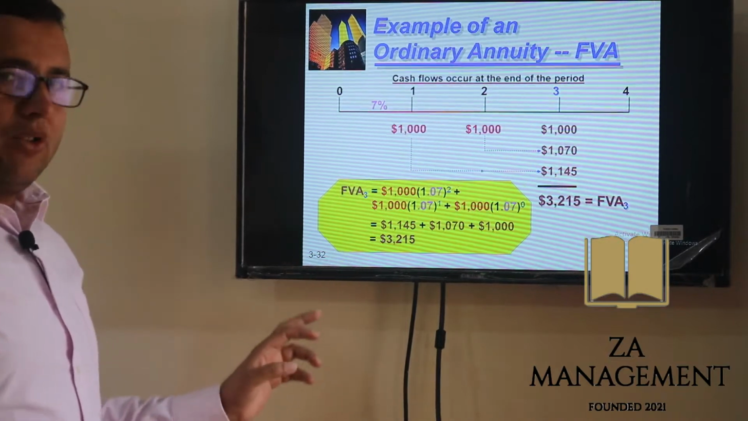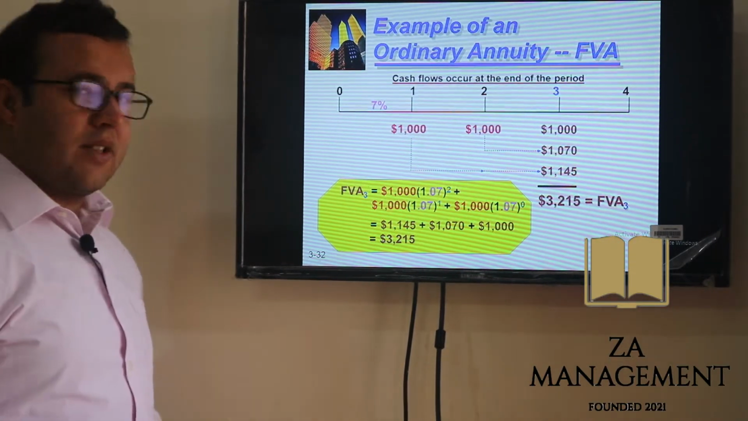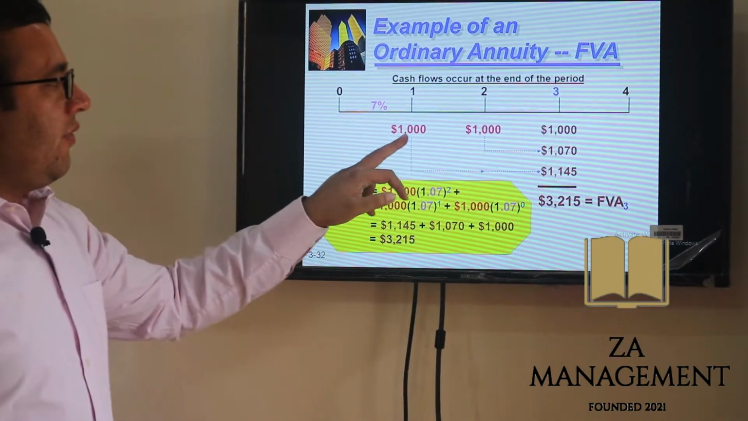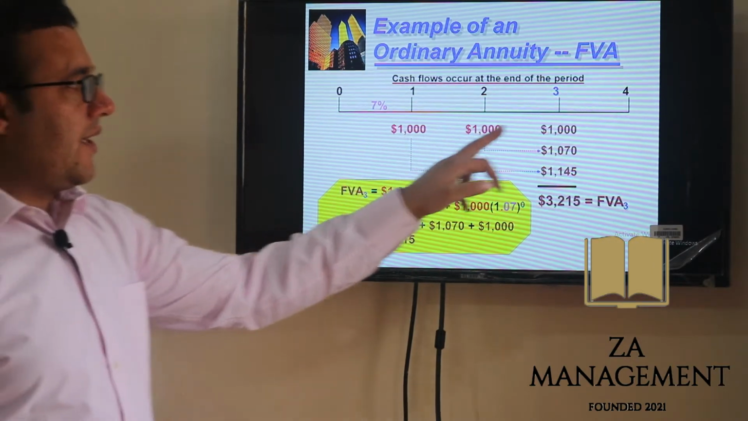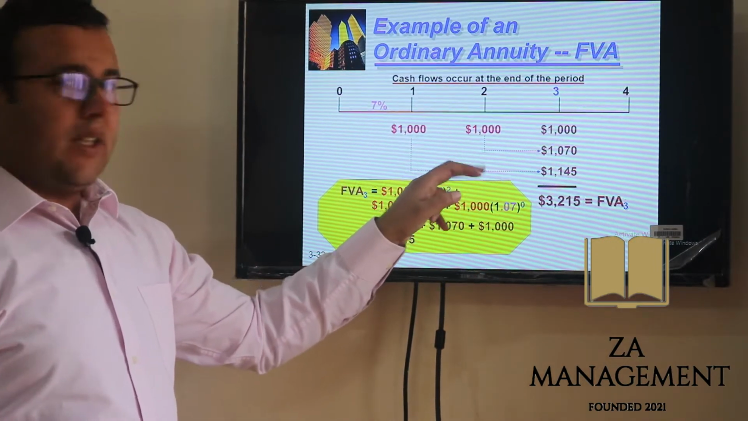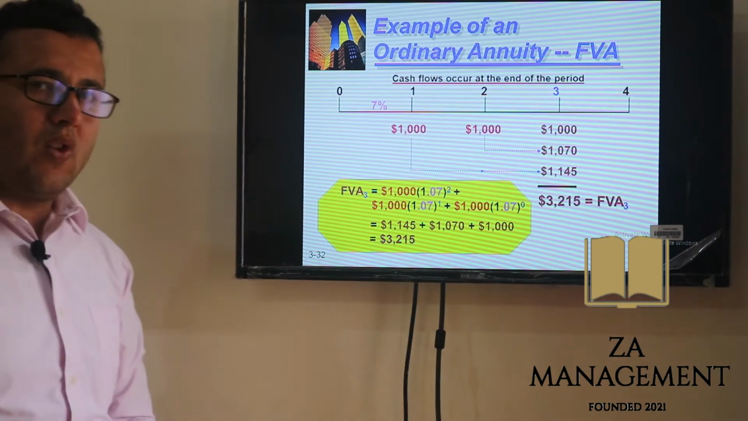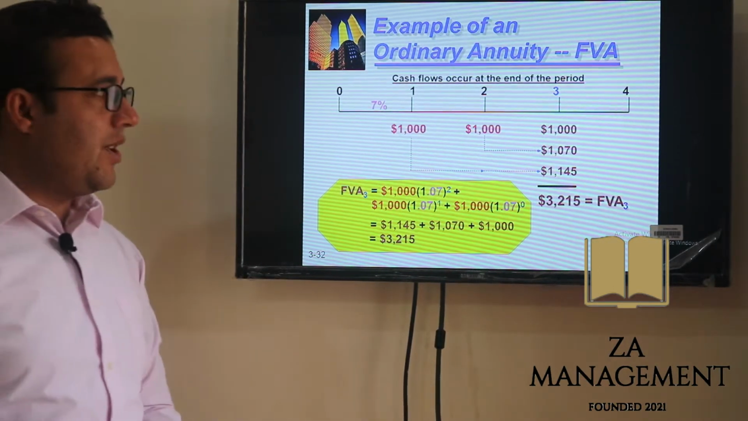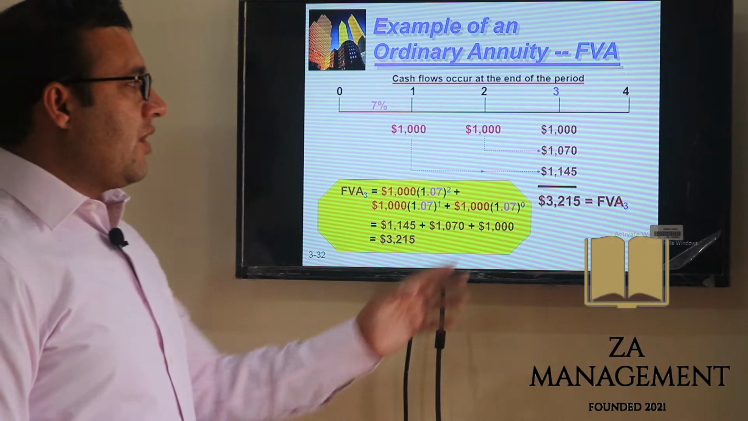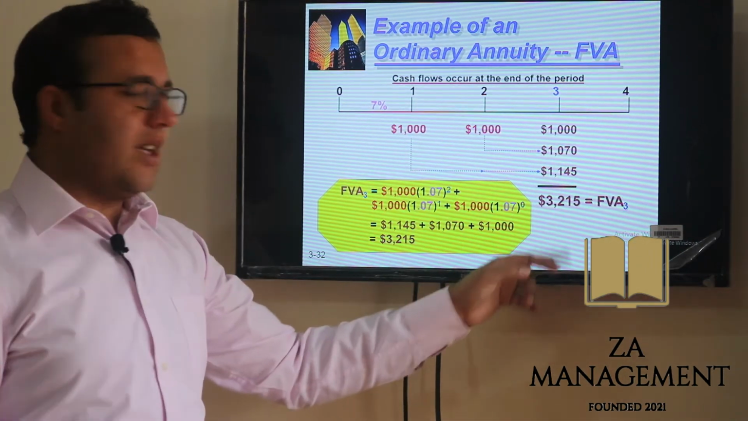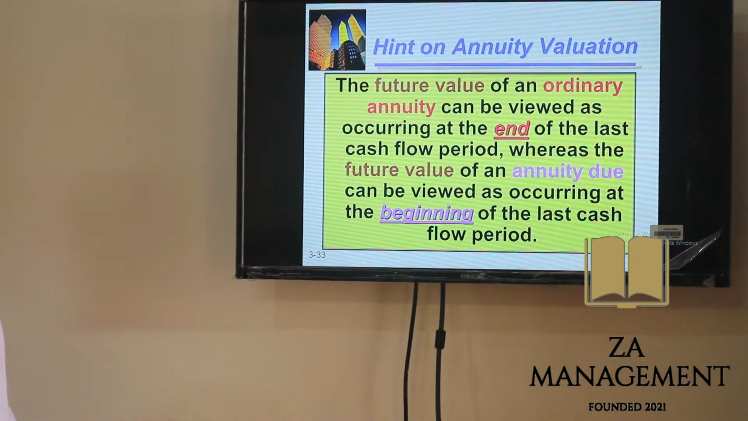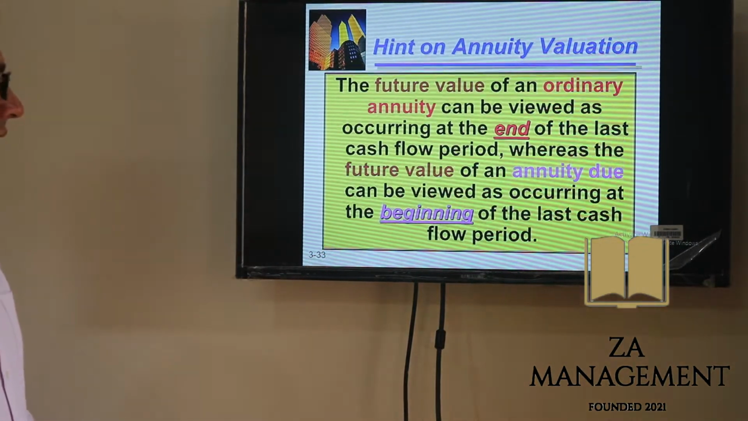Here we have an example of an ordinary annuity which has three equal installments of $1,000 in each case. The future value of this $1,000 at the end of period number 3 is calculated as 1,145, while the future value of the second installment is 1,070 by compounding it for a period, and the third installment will remain at its own place. So the future value of this annuity will be the sum of all these three, which is $3,215.